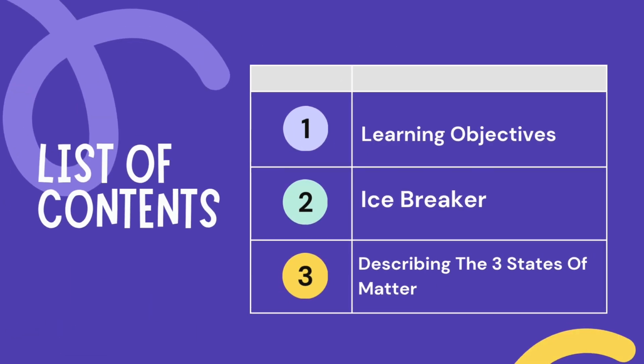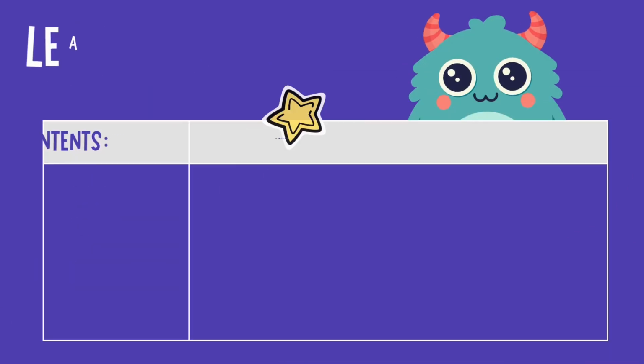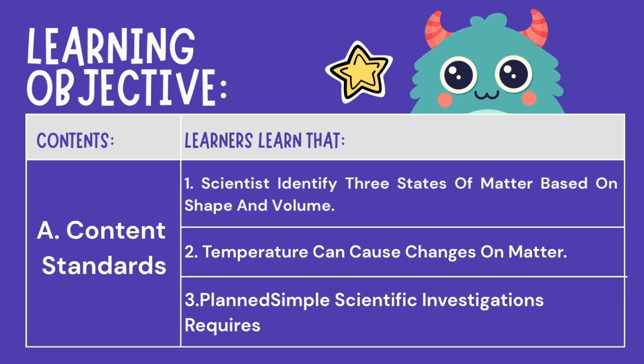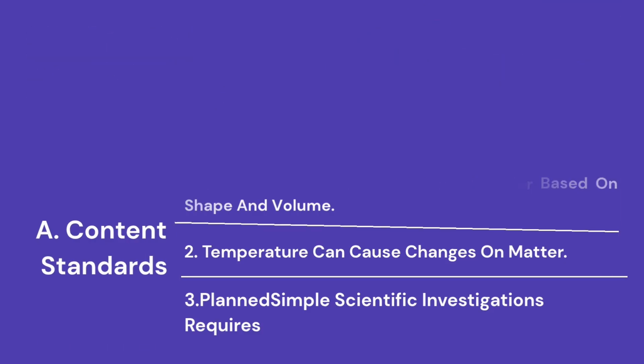Okay, so we have here the list of contents. We have the learning objectives, we have the icebreaker, and then we have describing the three states of matter. For our learning objective, we have the content standard. Scientists identify three states of matter based on shape and volume. Temperature can cause changes on matter, and planning simple scientific investigations is required.